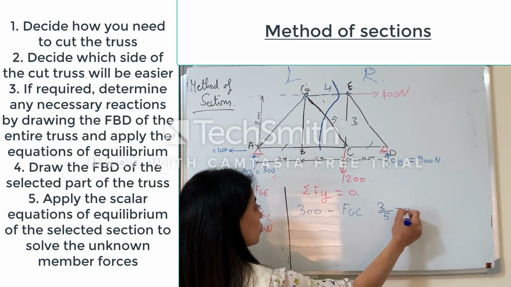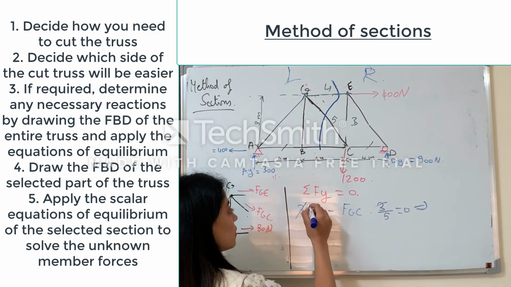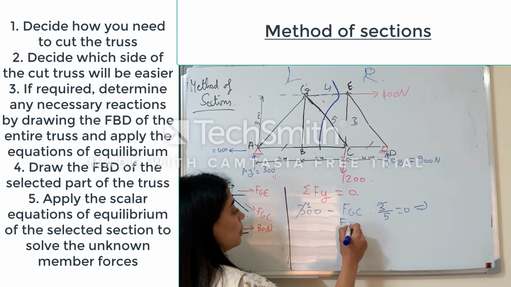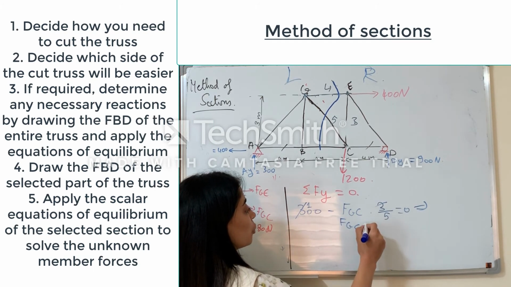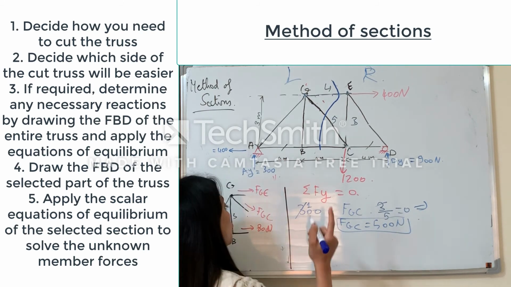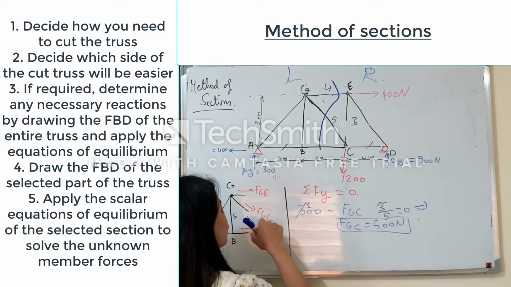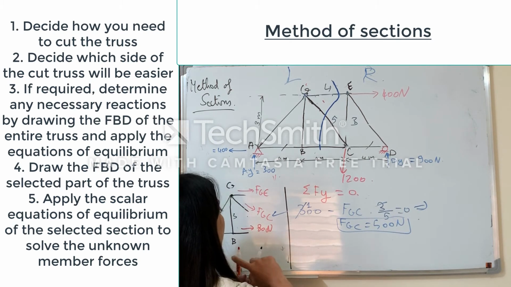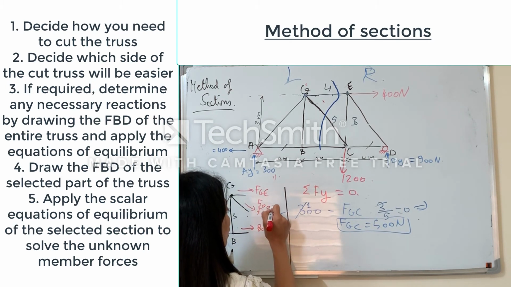And this will be equal to 0. So this means, guys, that FGC will be equal to 5 times 100, 500 Newton in the positive direction, which means, guys, that also FGC is in tension and it is equal to 500 Newton.